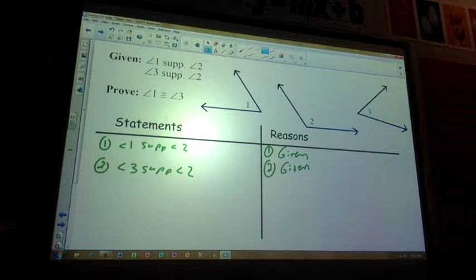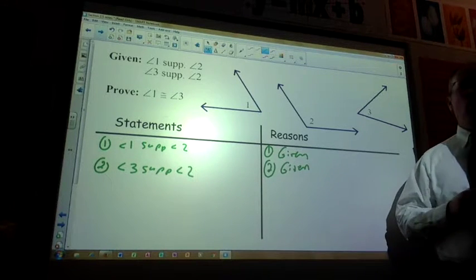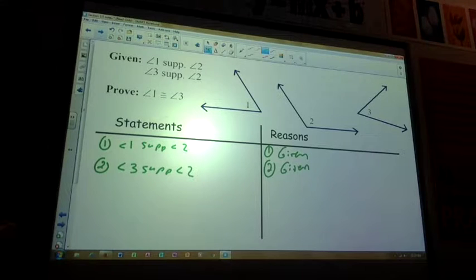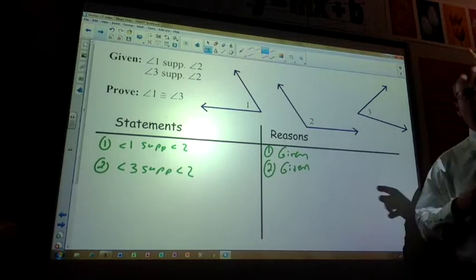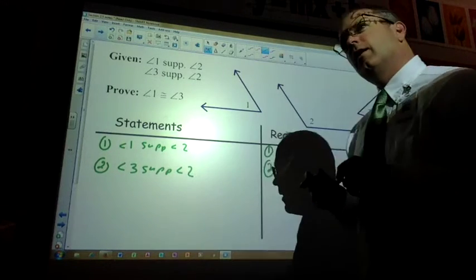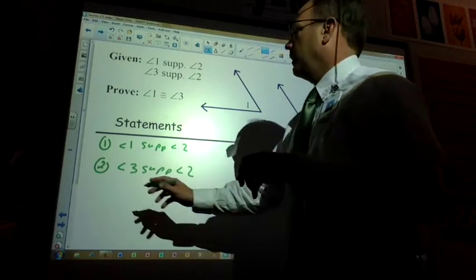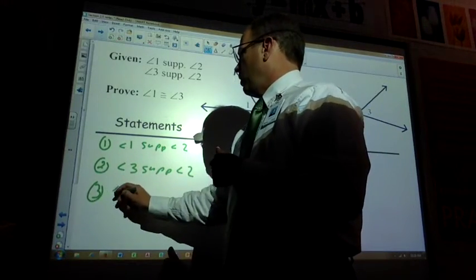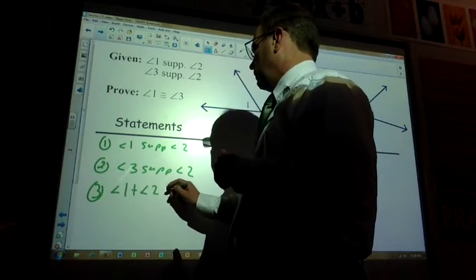So I do not have enough to go and prove angle 1 is congruent to angle 3 at this point. So I want to say something about supplementary. What does supplementary mean? Wait, I have a question. Can you do angle 1 is supplementary to angle... Oh, wait, no, never mind. Could you say that angle 1 plus angle 2? There you go. I like it. Angle 1 plus angle 2 is equal to 180.